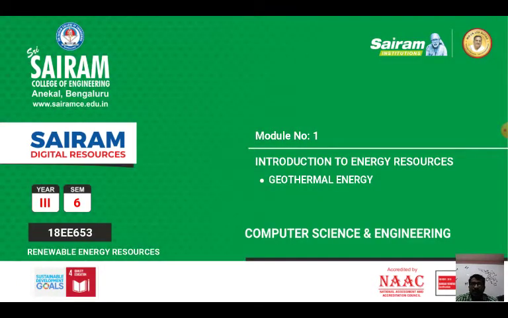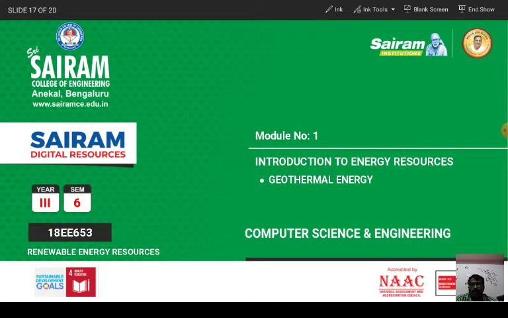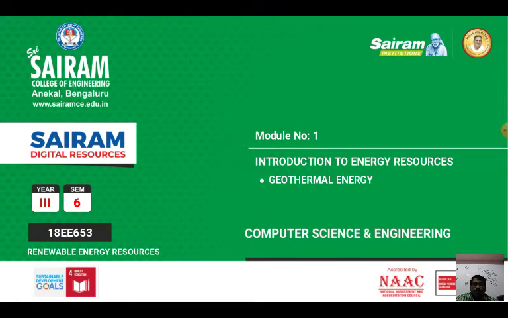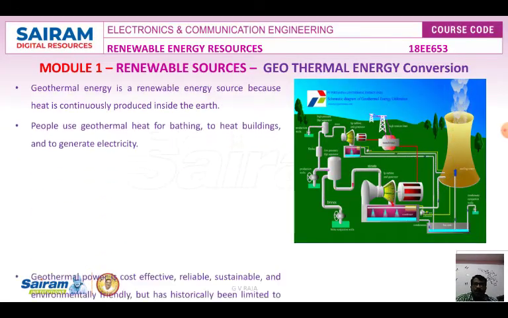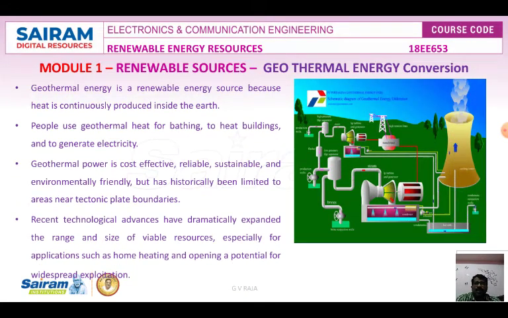It ranges from shallow ground to hot water and hot rock found a few kilometers inside the earth's surface, or even deeper down to the extremely high temperature of molten rock called magma. Geothermal energy is a renewable energy source. It produces heat continuously inside the earth. People use geothermal heat for bathing, to heat buildings, and to generate electricity.